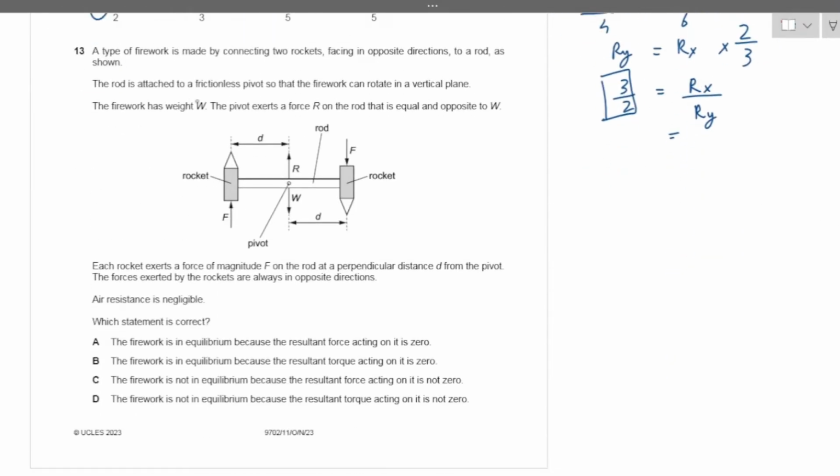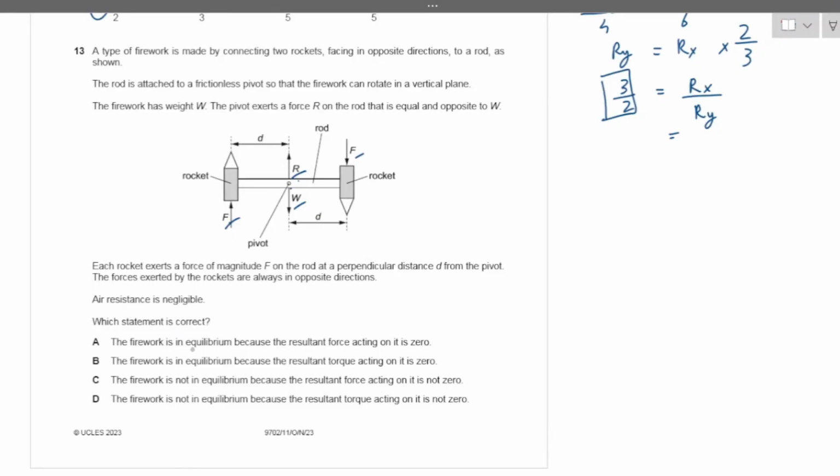Question 13. A type of firework is made by connecting two rockets facing in opposite directions to a rod as shown. The rod is attached to a frictionless pivot so the firework can rotate in a vertical plane. The firework has weight W. The pivot exerts force R on the rod that is equal and opposite to weight W. Right, so W and R are equal and opposite. Each rocket exerts a force of magnitude F. So these F are also equal, on the rod at a perpendicular distance D from the pivot. The forces exerted by the rockets are always in opposite directions. As distance is negligible, which statement is correct?